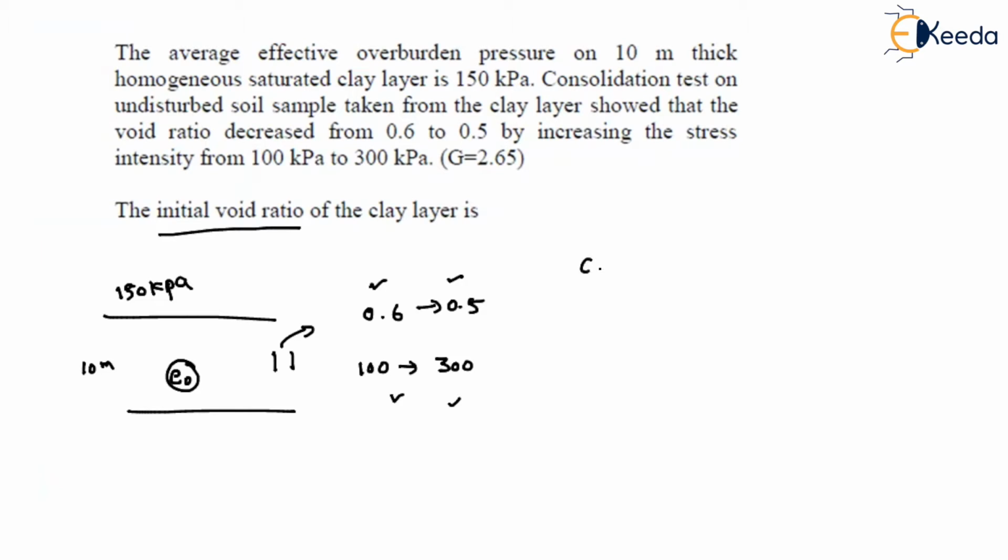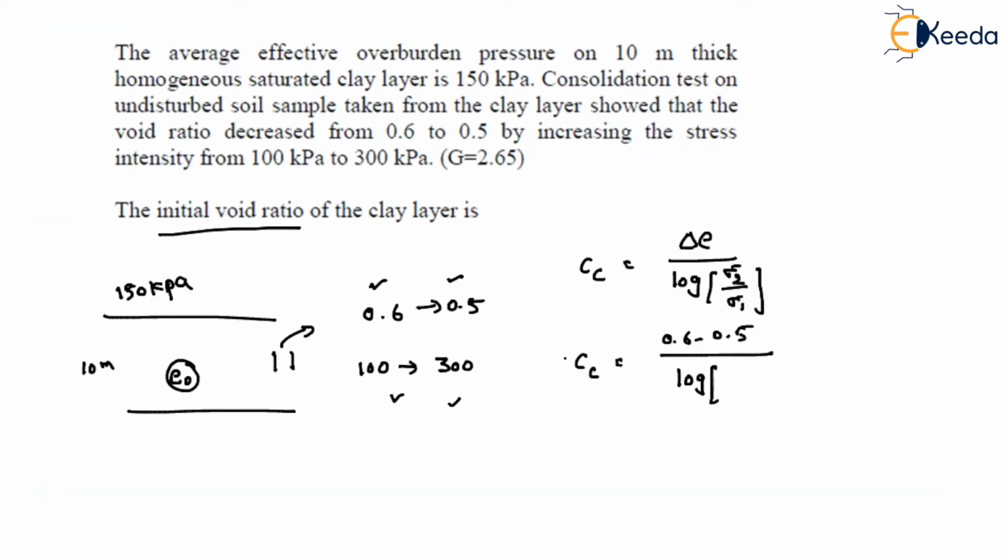Compression index. Compression index can be written as the change in void ratio over the log of sigma 2 by sigma 1, nothing but effective stresses. So for these two, can I find Cc? What will be my change in void ratio? 0.6 to 0.5, that means 0.6 minus 0.5, divided by log of, what is the value?